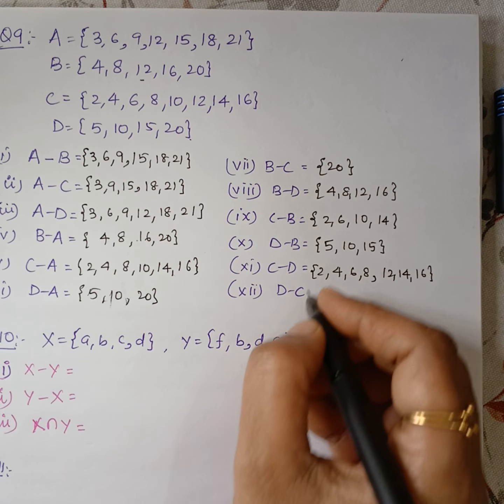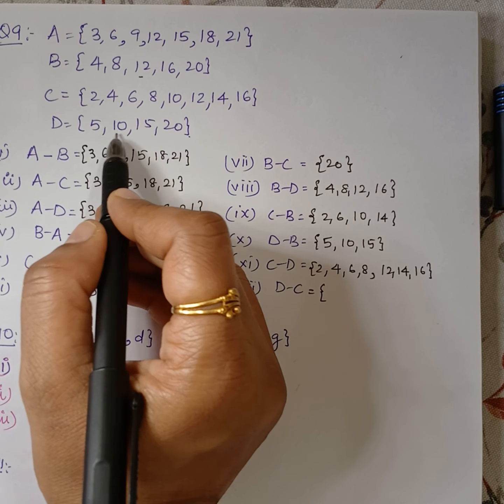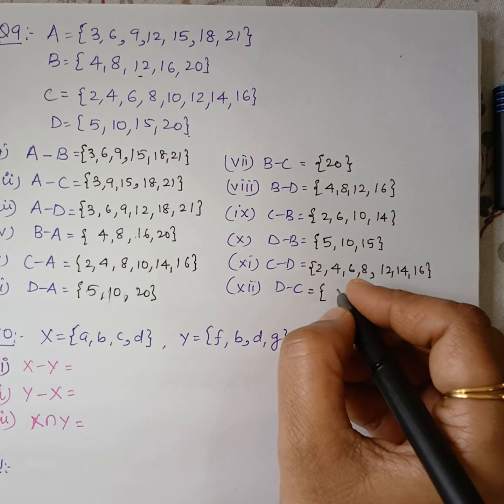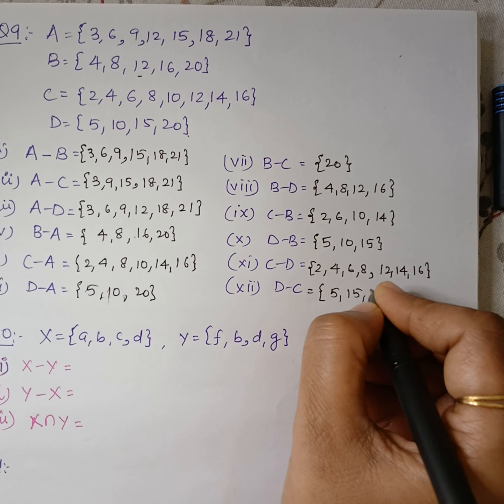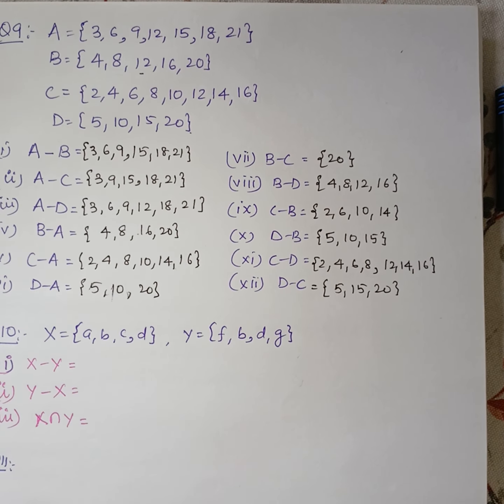Then I have D minus C. From D, I have to remove the elements of C. So which is there? Only 10 is there in C. So we will write 5, 15, 20. Like this we can find the subtraction of two sets.